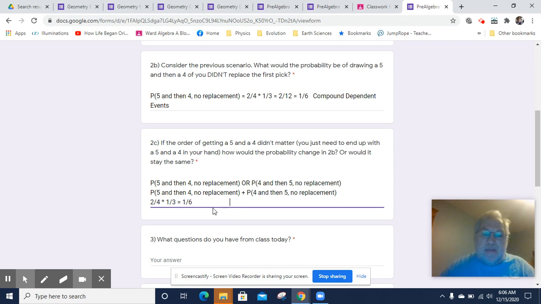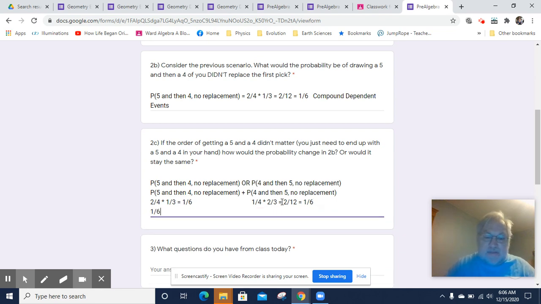But over here, we've got this probability of a 4 and then a 5, no replacement. So that's 1 out of 4 times, well, there's still 2 5s out of 3 cards now. And 1/4 times 2/3 is 2 out of 12, which equals 1 out of 6. So it turns out there's 1/6 plus 1/6 probability. Okay, and that's going to be 2/6, which equals 1/3. Okay, so that is going to be the possibility.